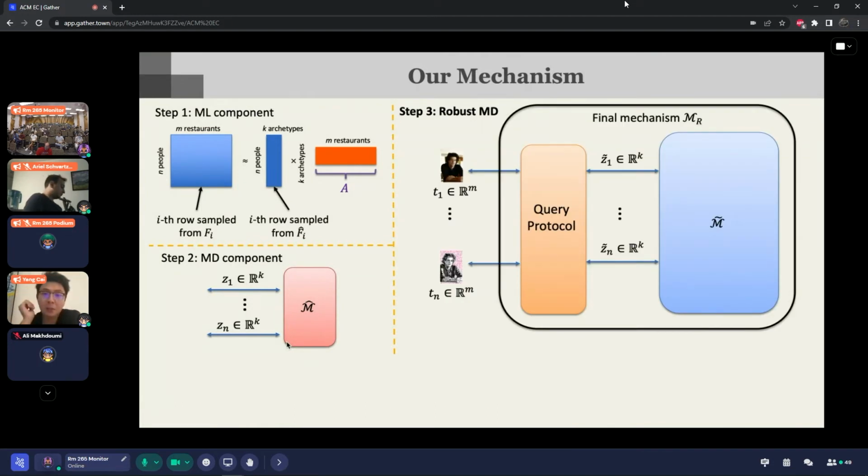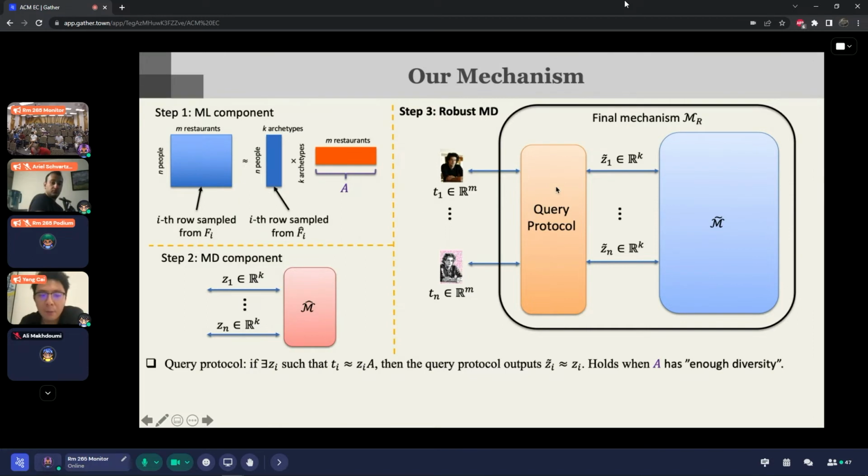And then in the last component, here's what the mechanism will look like. You have a query protocol that interacts with the bidders. The bidders all have m-dimensional types, so they don't know what their k-dimensional representation is. But what the query protocol does is this: if the type of the bidder lies close to the manifold, meaning there is some k-dimensional vector z_i such that t_i is not far away from z_i times A, where A is the preference matrix of the archetypes, then the query protocol, by asking a small number of queries to the bidder, would output a z tilde that is not far away from the true z. Of course, the query protocol does not know z.